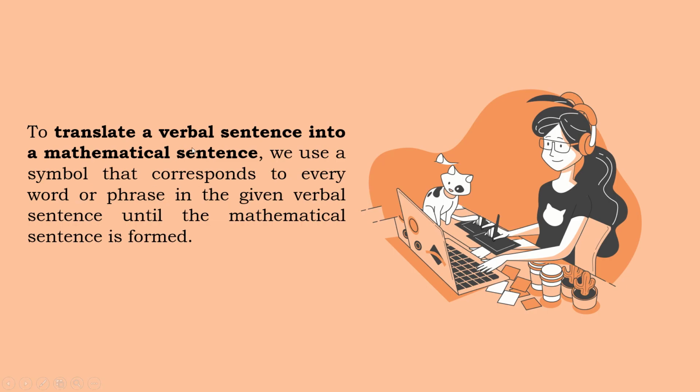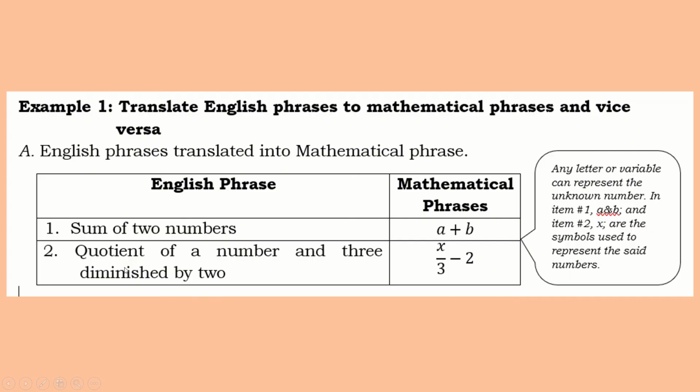Next, let us study. To translate a verbal sentence into a mathematical sentence, we use a symbol that corresponds to every word or phrase in the given verbal sentence until the mathematical sentence is formed. For example, we translate English phrases into mathematical phrases. We have here the English phrase, sum of two numbers.